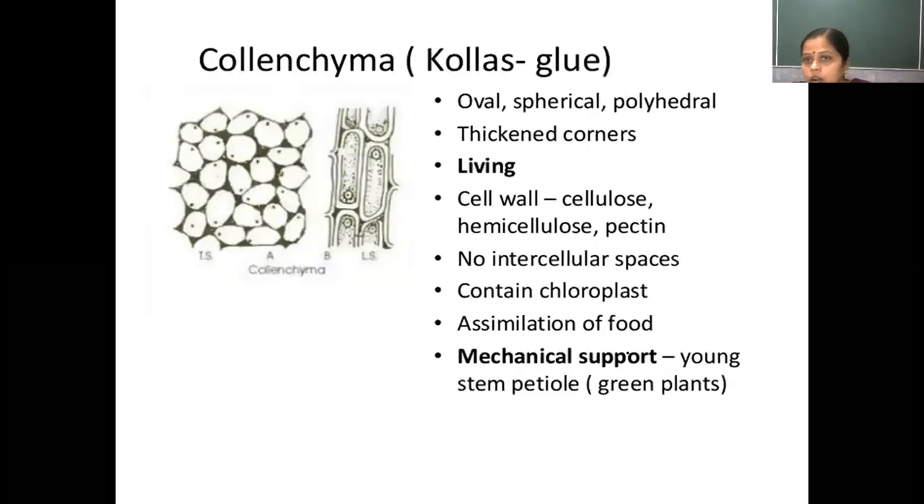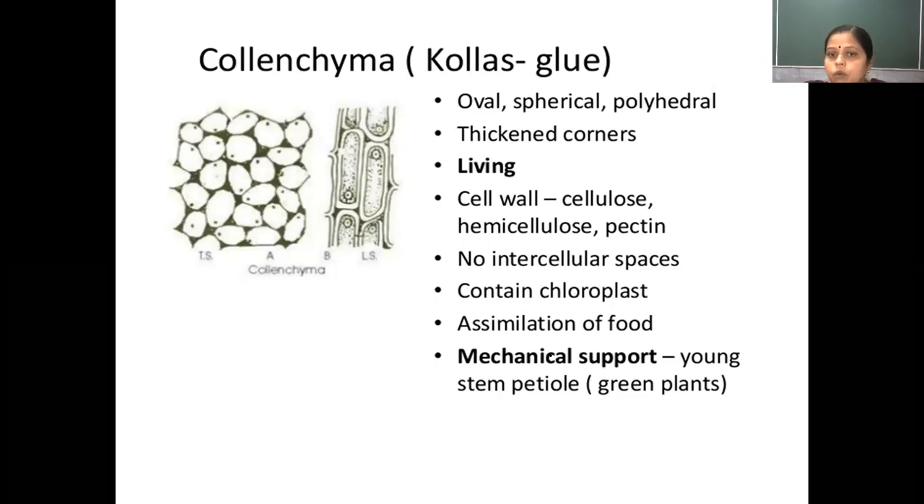Okay, next is the collenchyma. Chyma means tissue here, and the meaning of colon is glue, means attached, adhered. So the cells are oval or spherical in shape with thickened corners. Especially the cells show thickening at the corner regions like this, due to the deposition of pectin. The cell wall is made up of cellulose and hemicellulose, and the pectin deposits more at the corners. It does not show any intercellular spaces and may contain chloroplast.